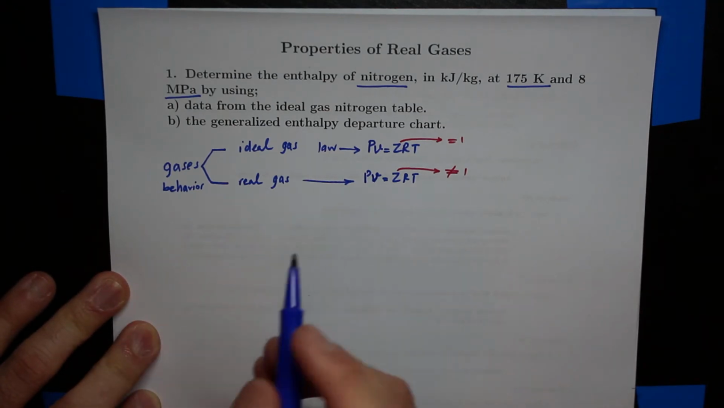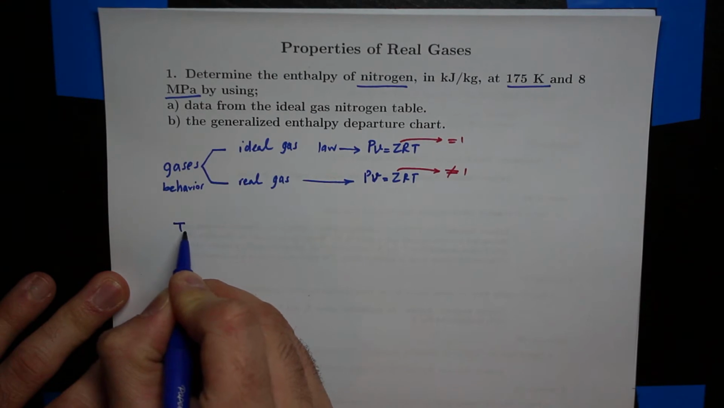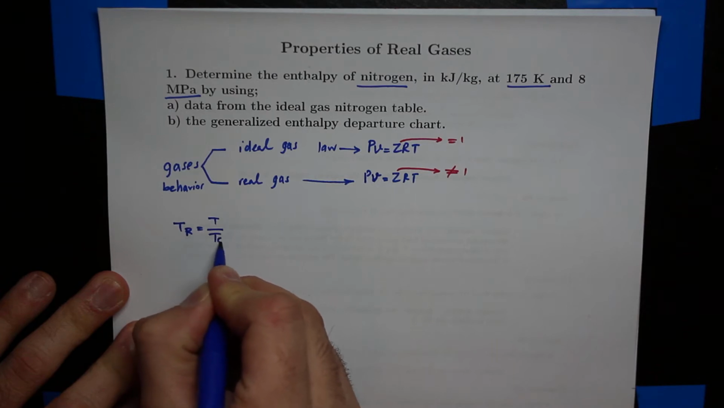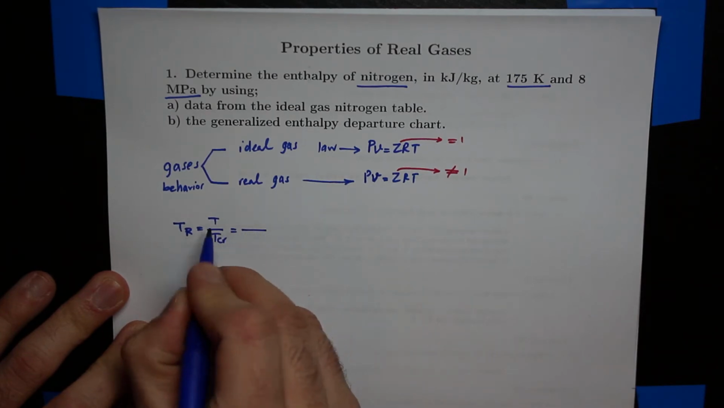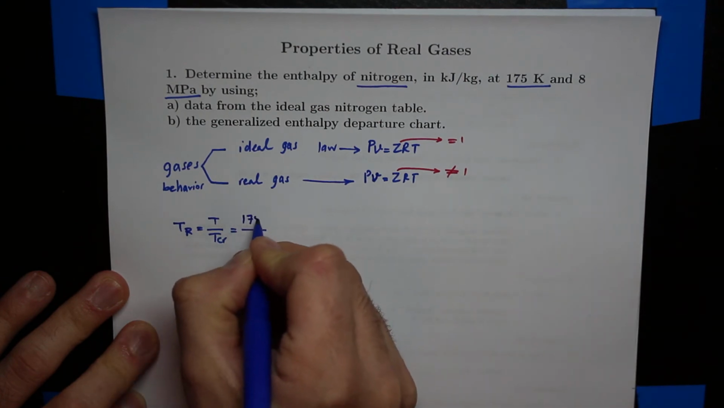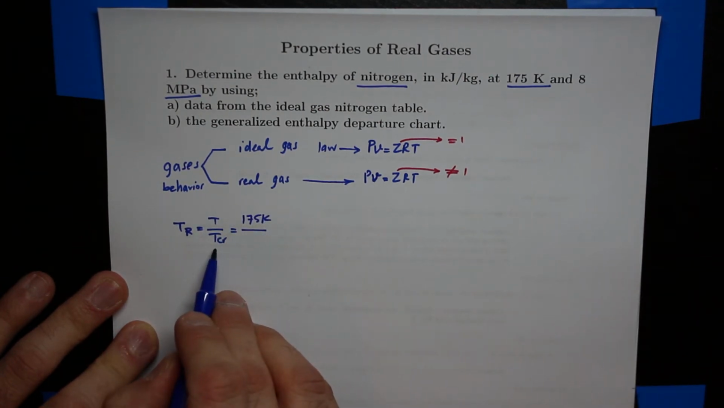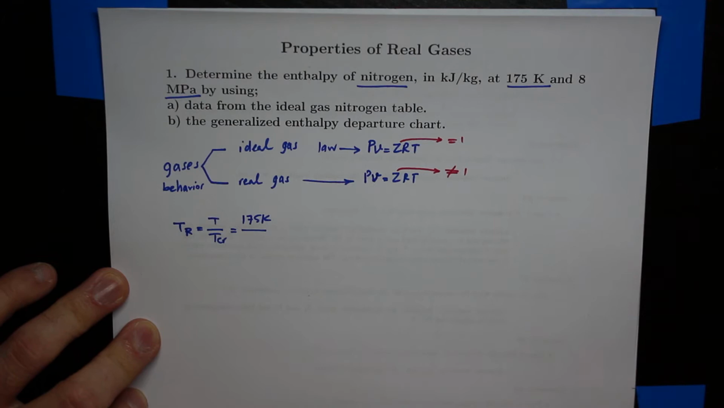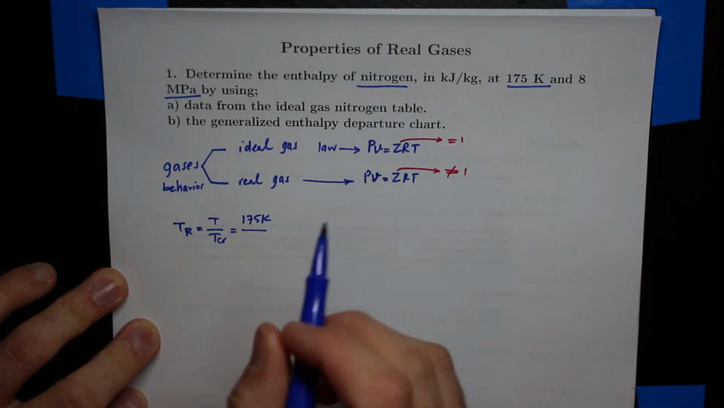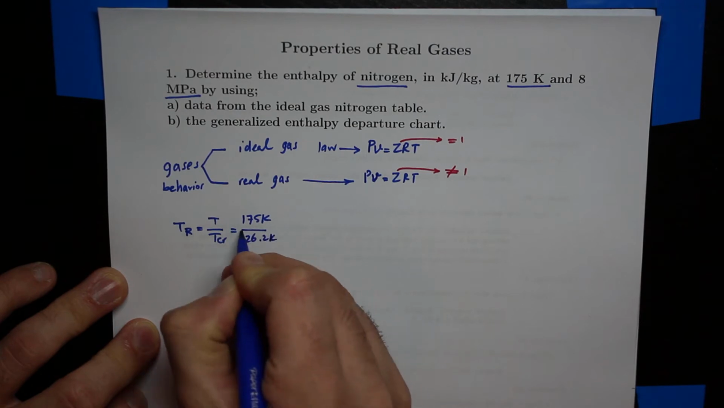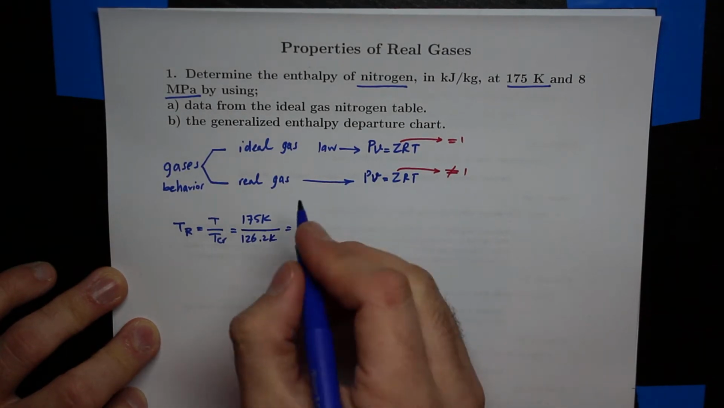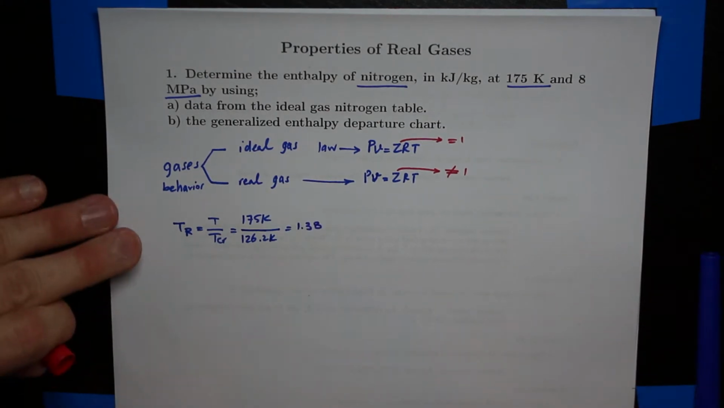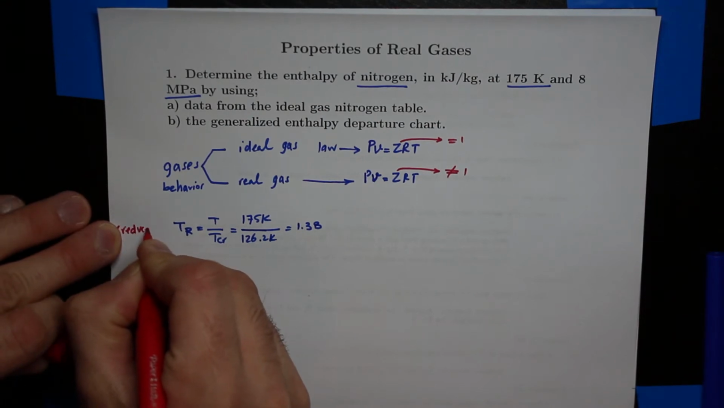In order to find Z, there are two properties that I need to find. I need to find the reduced temperature, T subscript R, which is temperature divided by the critical temperature. The temperature is given at 175 Kelvin, and the critical temperature comes from table A1. If you go to table A1, you should be able to obtain the critical temperature for nitrogen equal to 126.2 Kelvin. This gives you a reduced temperature of 1.38.